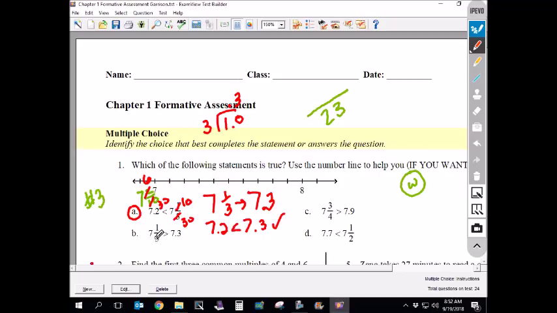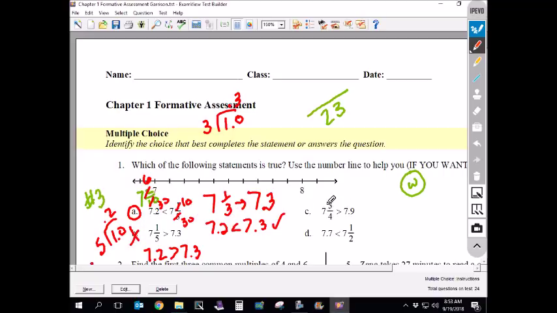But let's just prove the other one's wrong. This one I know, we can just turn into a decimal. It's 7 point, and then do 1 divided by 5. Same way we did it earlier. We're going to add the 0 on there, and it's going to be 0.2. So it's 7.2 is greater than 7.3. Is that a true statement? No, 7.2 is not greater than 7.3.